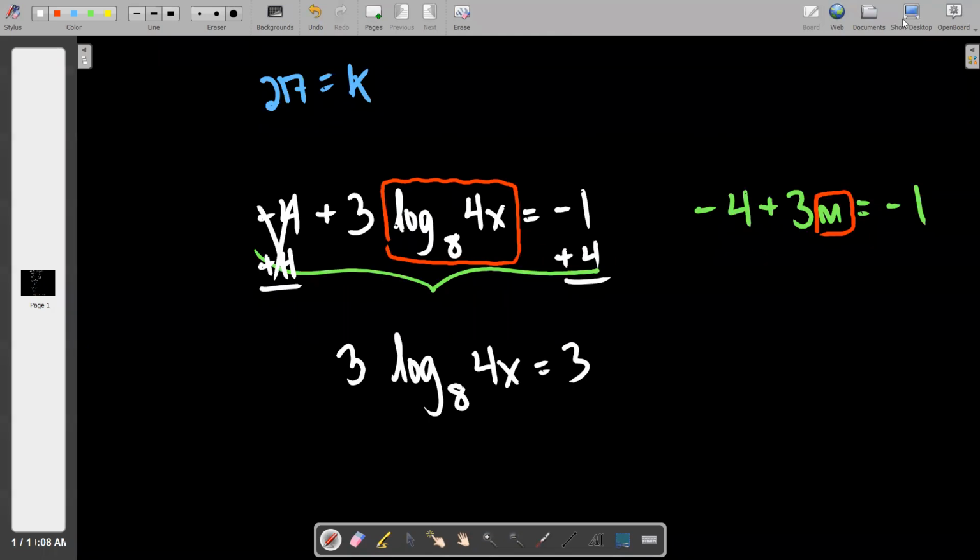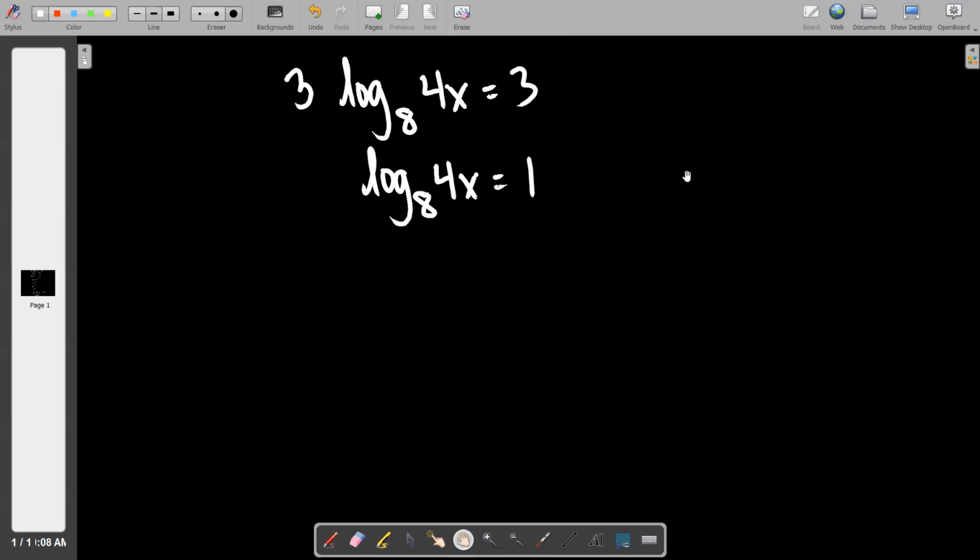Good to this point? So now I'm thinking, get the log by itself. What do I do? Divide by 3. Don't even think about the water cycle diagram yet. This is really where we make or break the entire next day or two: get the log by itself. If I divide both sides by 3, I wind up with log base 8 of 4x equals 3 divided by 3, also known as 1, right?